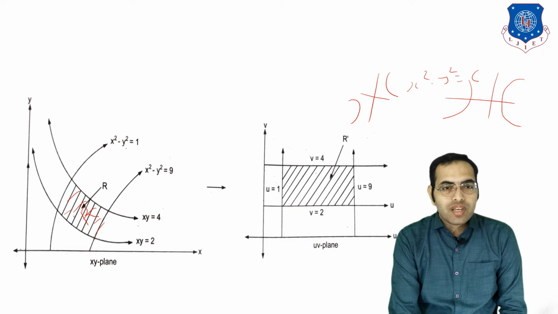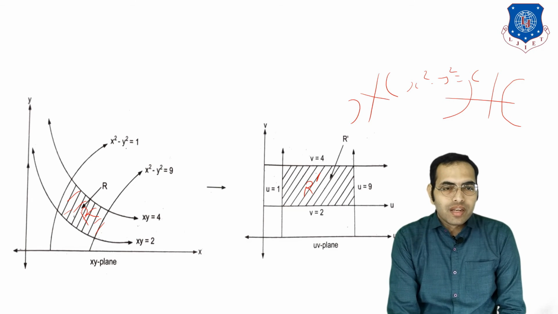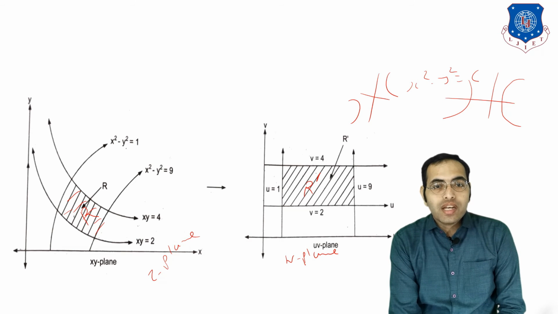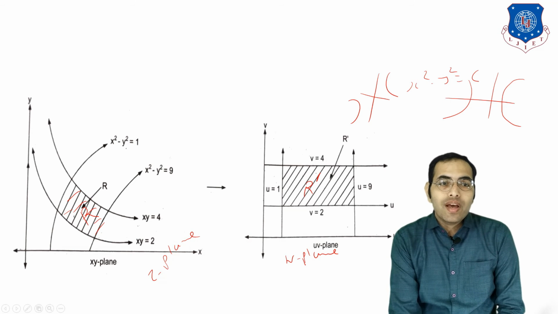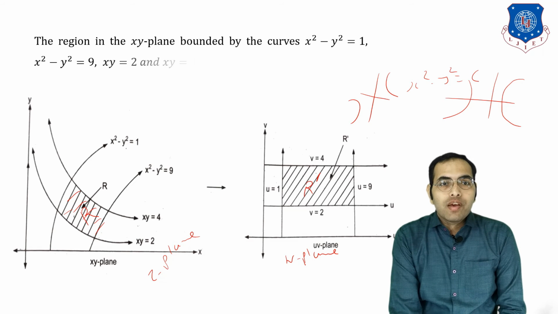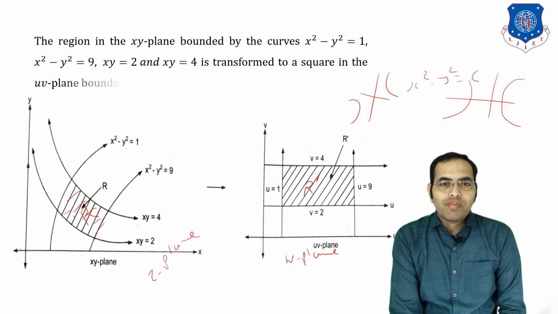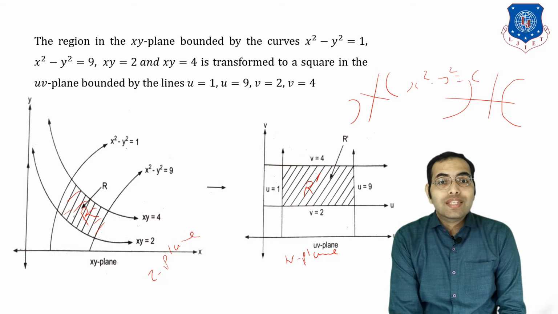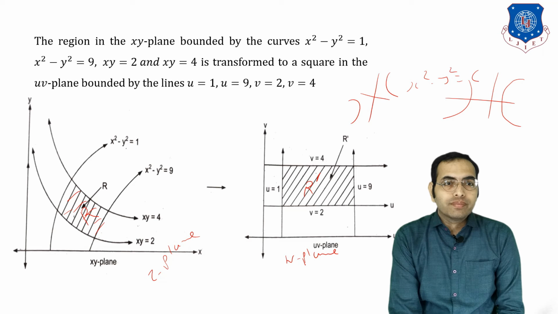Then we transform this region into the UV plane, that is our region capital R dash. The first is indicated by the Z plane and this region by the W plane. Now we have to find the region in the W plane, or the limits of u and v, with the help of the region of the xy plane which is bounded by the curves x square minus y square equal to 1, x square minus y square equal to 9, xy equal to 2, xy equal to 4, and transformed into a rectangle in the uv plane.